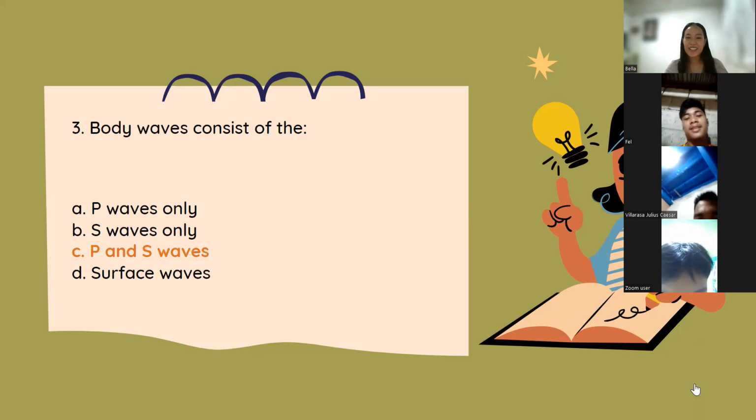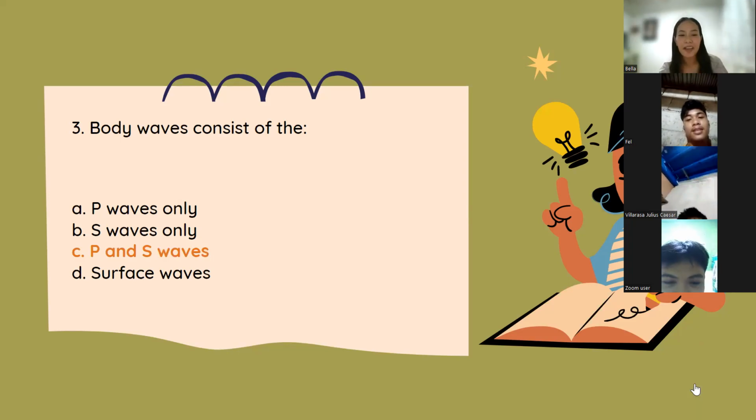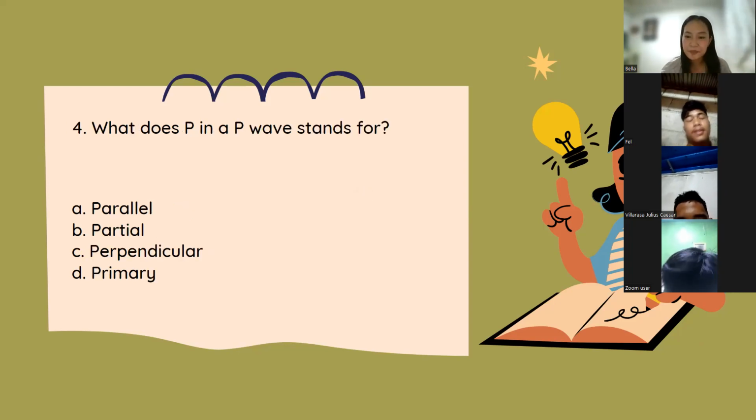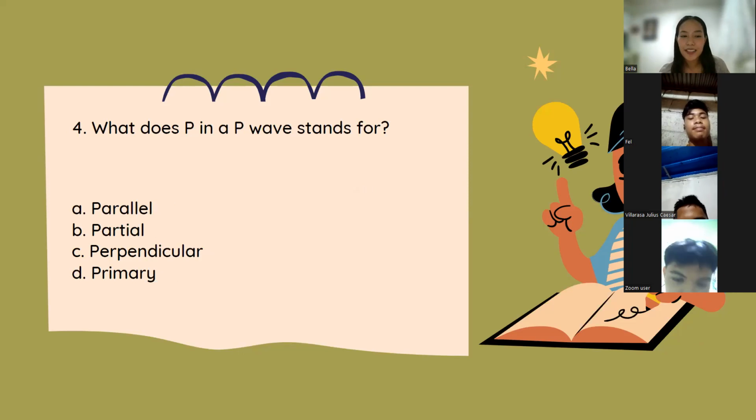All right, letter C. P and S waves. Very good, Julius. Okay, number 4. What does P in a P wave stand for? A. Parallel. B. Partial. C. Perpendicular. D. Primary.